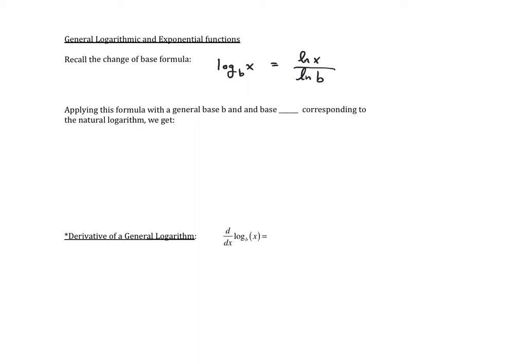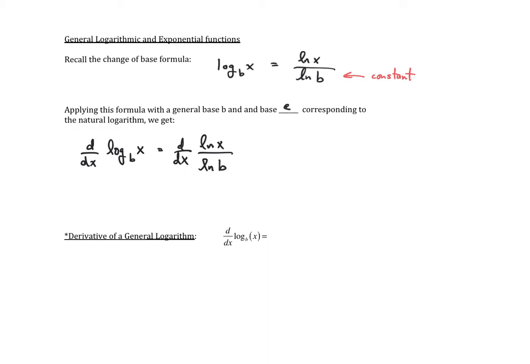And I just wanted to remind you that this natural log of b, that's a constant because b itself is a constant. Okay? So what we want to do is apply this formula with a general base b and the base e corresponding to the natural logarithm in order to calculate the derivative. So let's differentiate the general log with base b of x, and we're going to apply the change of base formula that we just reviewed here.